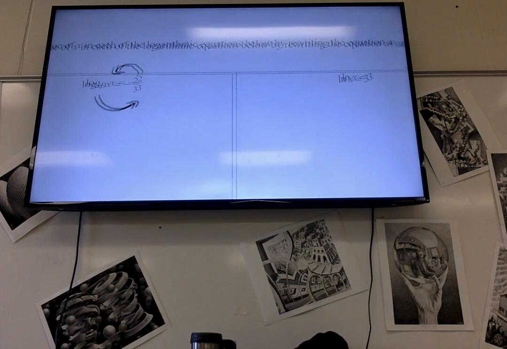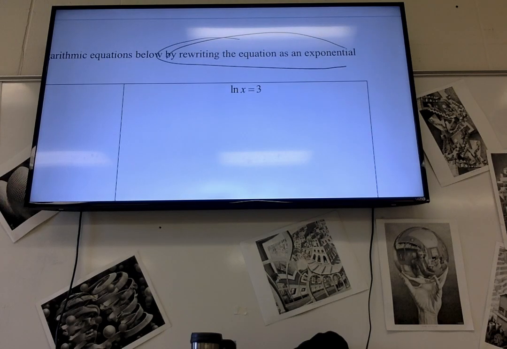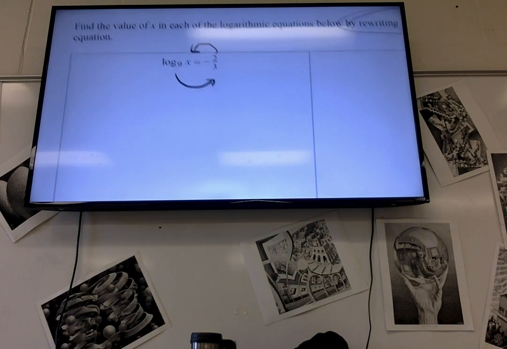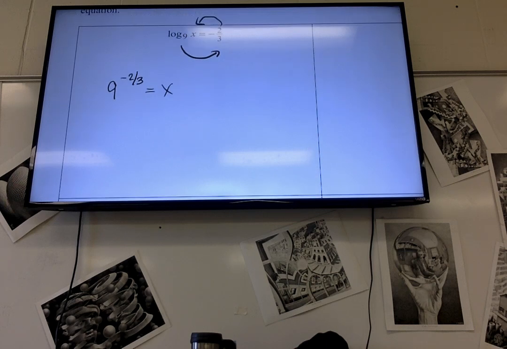You want to rewrite it as an exponential. So using that little circle method, we start with the 9. Be 9 to the negative 2/3 equals x. Now the negative means what are we going to have to do? Flip it. So it's going to be 1 over 9 to the positive 2/3.